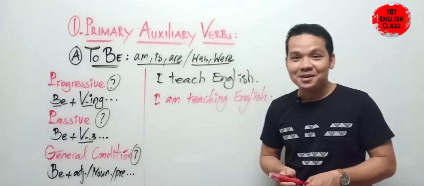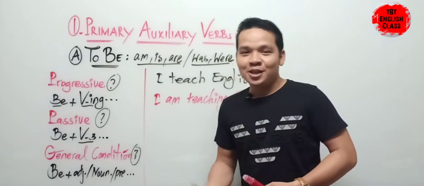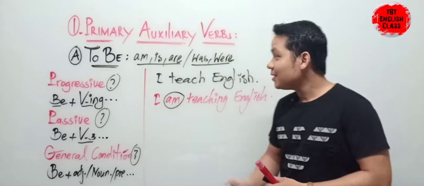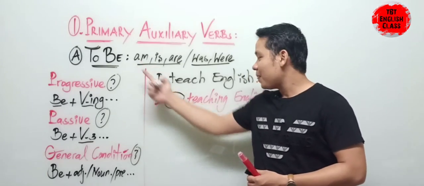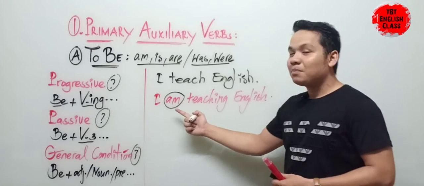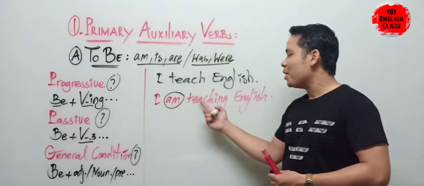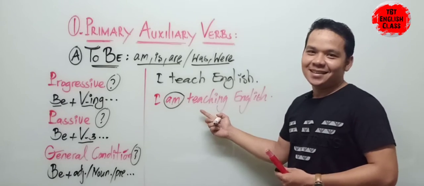Okay, do you see? I am teaching English. So you can see verb be here. Am I right? Over here, am. Okay, verb be here. So I use primary auxiliary verb be between subject I and main verb teaching. Yes?